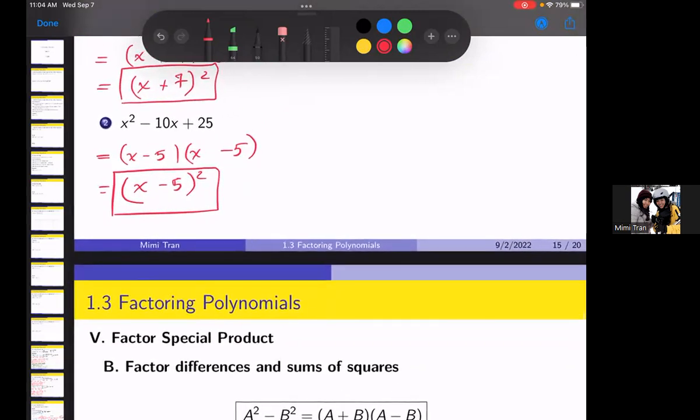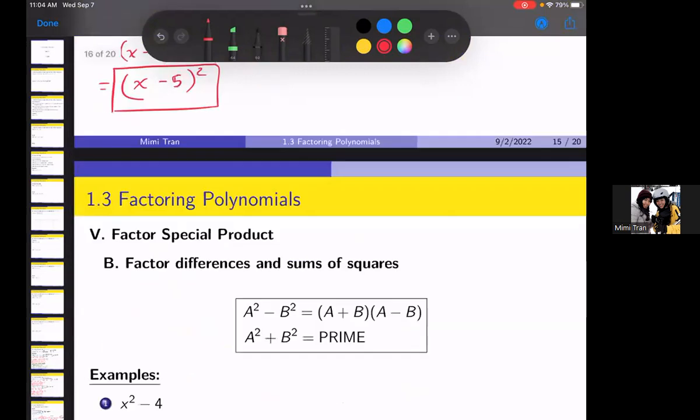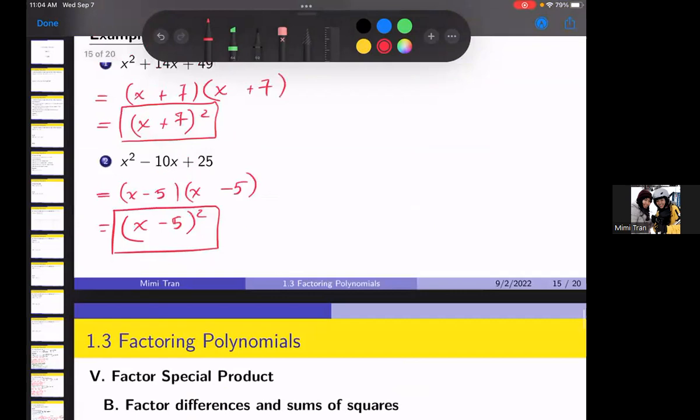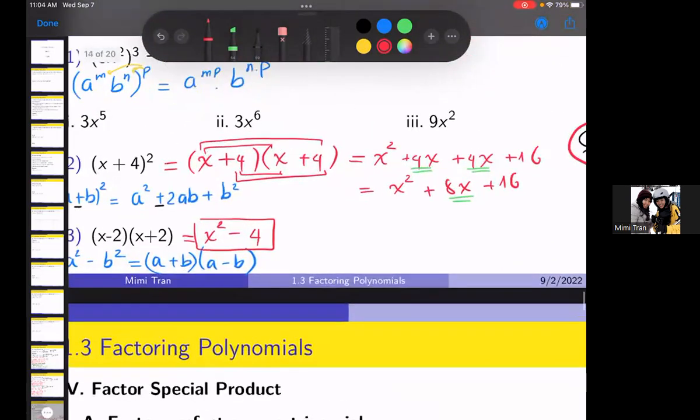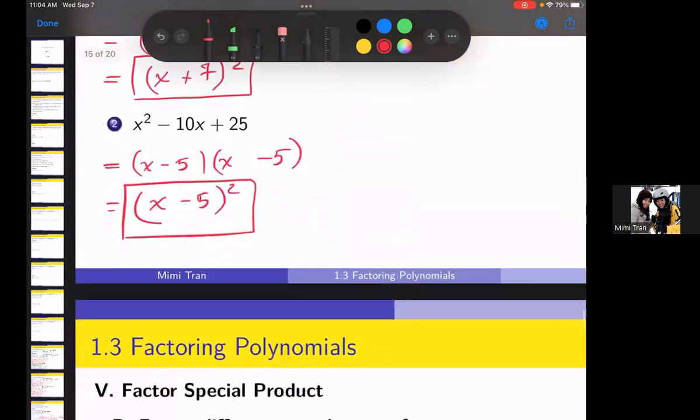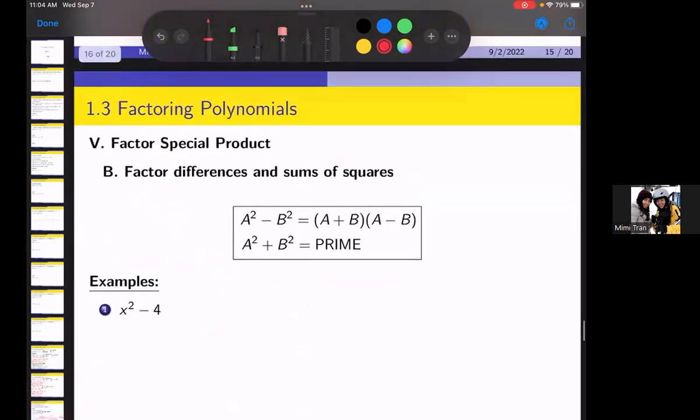All right, so all of that you do, right? Here is the factoring of special products. If I have A squared minus B squared, it is equal to A plus B times A minus B, which is example number 3 right here. Fortunately for you, if you have A squared plus B squared, it is prime. Now let me give you a little note.